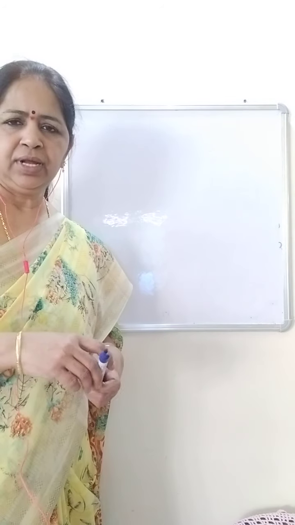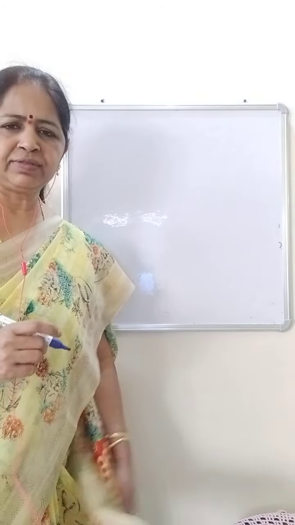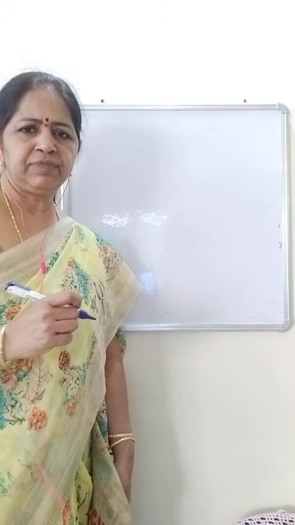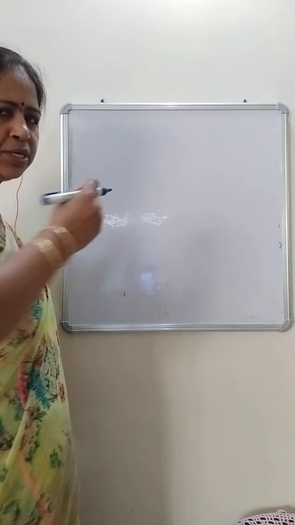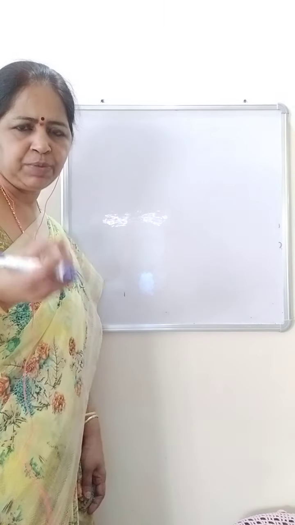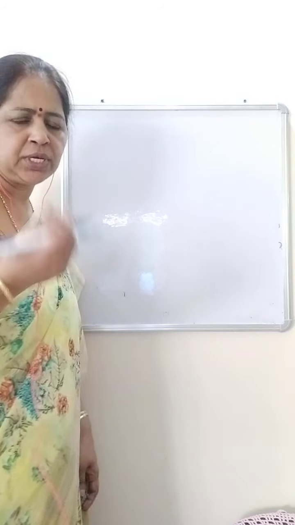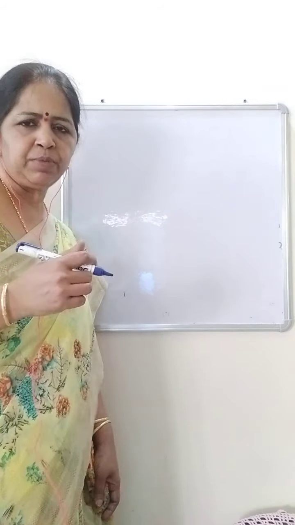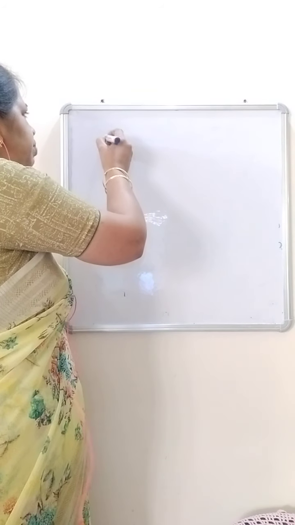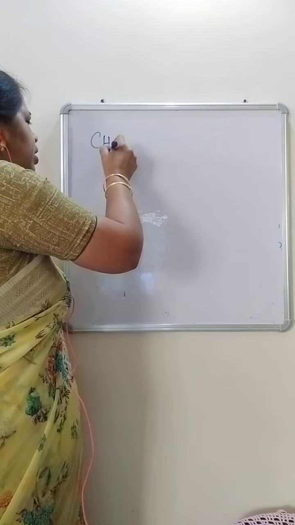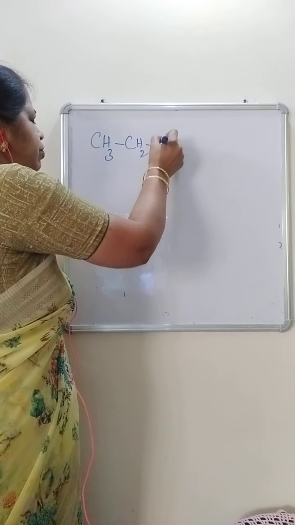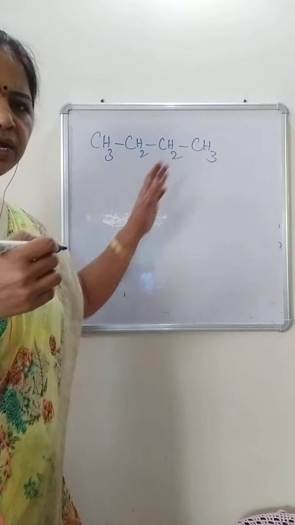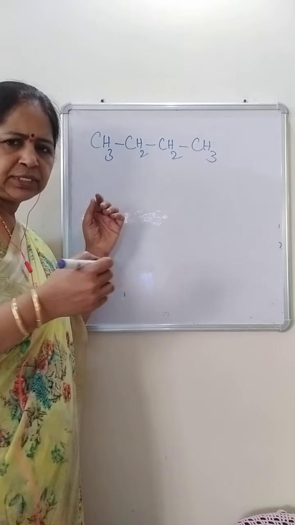Hello students, today let us see how to calculate the number of sigma and pi bonds given in an organic structural formula. There is a simple trick, a simple formula, by using which without drawing the entire structure we can calculate the number of sigma and pi bonds. For example, if we take butane, without drawing the entire structure, we can calculate the number of sigma and pi bonds.